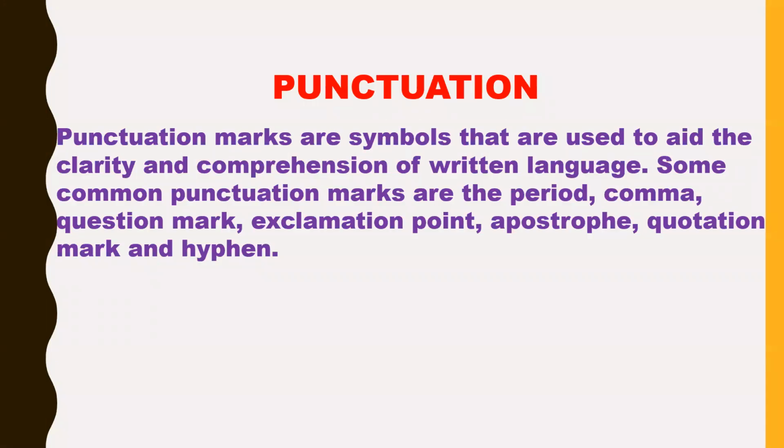Punctuation marks are symbols that are used to aid the clarity and comprehension of written language. Some common punctuation marks are period, that is full stop, comma, question mark, exclamation mark, apostrophe, quotation mark, and hyphen. So basically, punctuation marks are the basic symbols that are used to help the understanding of written language.